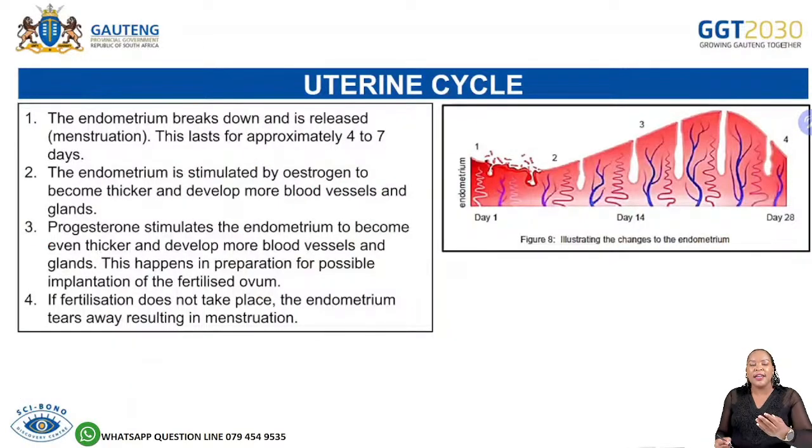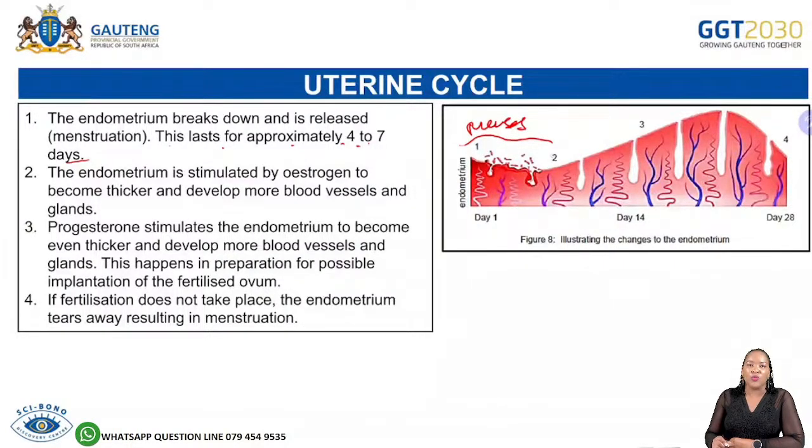Then what is happening inside the endometrium? Remember we said the menstrual cycle is divided into two, which is the ovarian cycle and the uterine cycle. Now let's check what is happening inside the uterus in all of these 28 days. The endometrium is going to break down and be released. This lasts for approximately 4 to 7 days. This is where the menses take place, meaning the person is going through their menstrual bleeding. This is the uterus, the lining shedding.